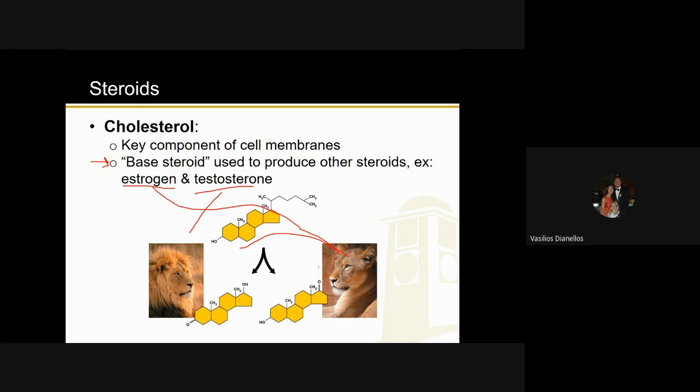So for the exam, what you need to know is that cholesterol is the base steroid. And then you need to know that testosterone is associated with males. Estrogen is associated with females. Now, that's what you need to know for the exam. For your own knowledge, females have both estrogen and testosterone. They just generally have more estrogen, and the amount varies from one female to another. Same thing with testosterone. Males have testosterone and estrogen.